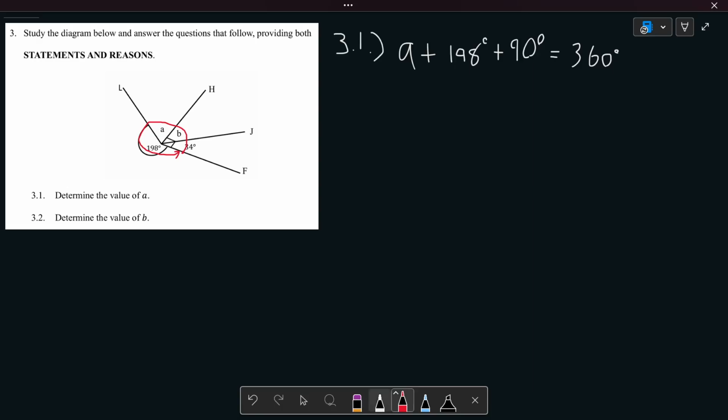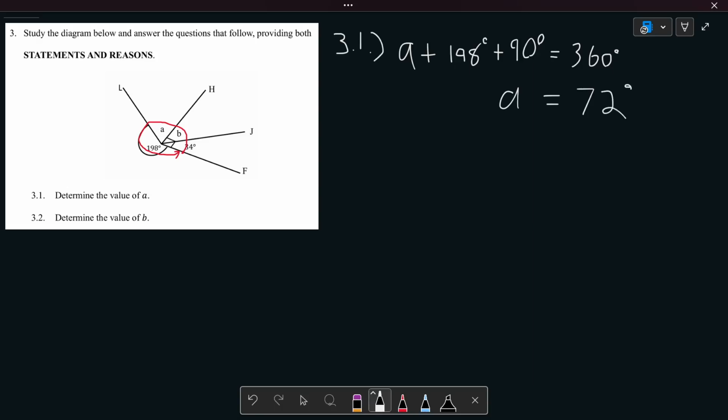So in this case, we are just going to do the following. We're going to say A is equal to, and we're going to take all of the numbers on the left-hand side to the other side and change their sign from positive to negative. So we're going to type on the calculator 360 degrees minus 198 degrees minus 90 degrees. And we're going to get the answer of 72 degrees. So that is what we have, 72 degrees.